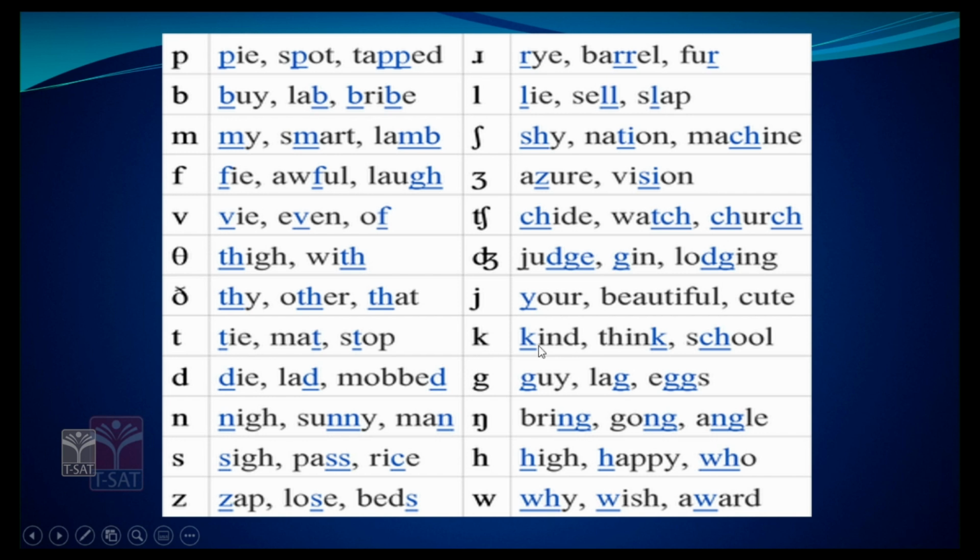k as in kind, think, and school. g as in guy, lag, and eggs. ng as in bring, gong, angle. The phoneme ng doesn't occur in word initial position in the English language. And h as in high, happy, and who, and w as in why, wish, and word.